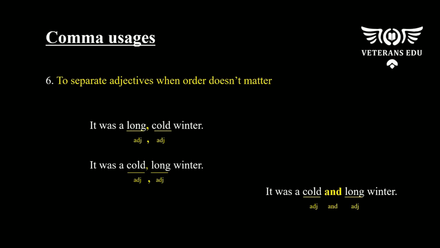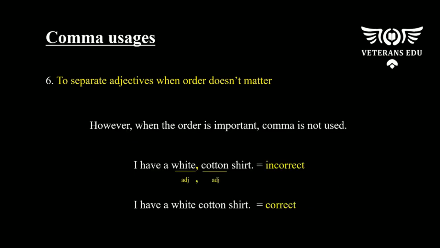Now, before we wrap up, I want to share one more detail. When the order of the adjectives is important, we cannot use the comma. For example, in the sentence, "I have a white cotton shirt." I cannot say "cotton white shirt" because that wouldn't make sense, right? The adjective order here is fixed, and in this situation, we do not use the comma to separate 2 adjectives.